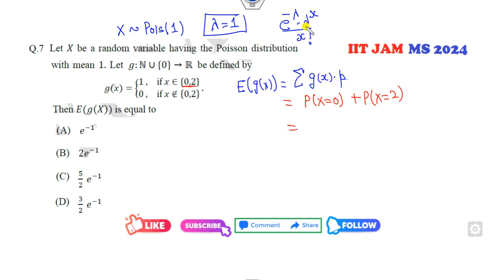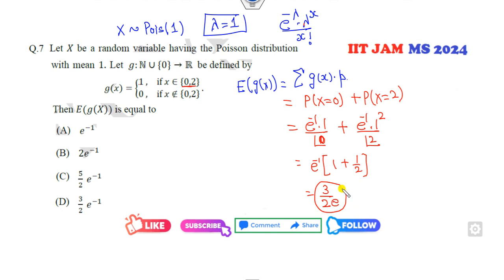So what is the probability x is equal to 0? E raised to power minus 1, 1 over 0 factorial, plus e raised to power minus 1, 1 raised to power 2 over 2 factorial. E raised to power minus 1 is common, plus 1 over 2. So that is 3 over 2 into e to the minus 1, which is the right answer of this problem.